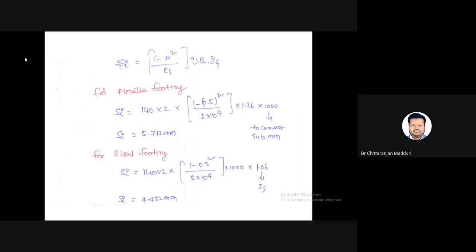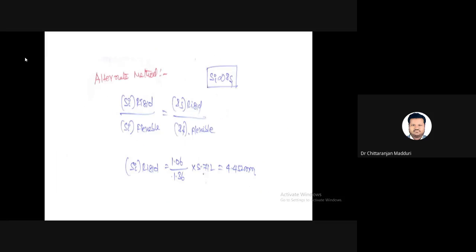For rigid footing, the equation is the same and the values are the same except the influencing factor. For rigid footing, the influencing factor is equal to 1.06. So if you know the settlement of flexible footing, we can also find out the settlement of rigid footing by using this equation.